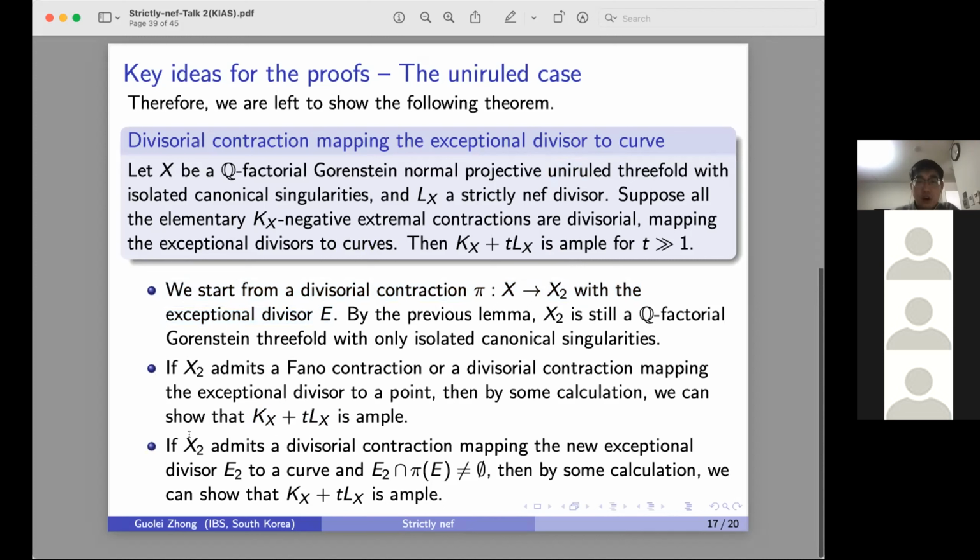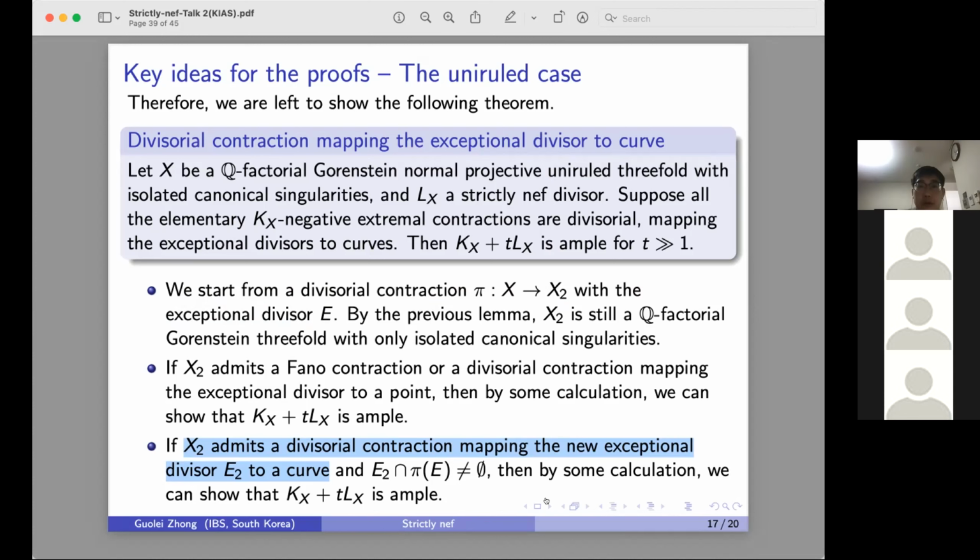Also if X2 admits a divisorial contraction mapping the new exceptional divisor E2 to a curve, so there are two divisorial contractions X to X2 and X2 to X3. If the second divisorial contraction's exceptional divisor has non-empty intersection with the curve, the image of the first exceptional divisor, the first exceptional divisor is mapped to a curve on X2, and X2 to X3 has another exceptional divisor E2. If this E2 intersects with this pi E non-emptily, then in this case it will also be easy to calculate. By some calculation, we can also show that Kx plus TLX is ample.